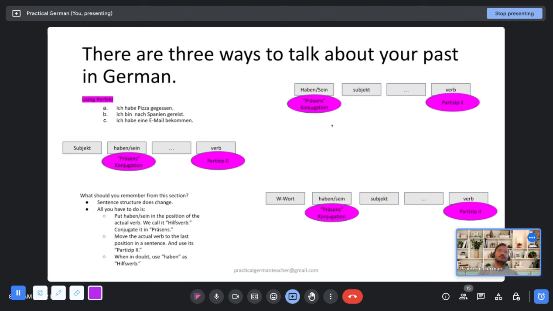W word, if you look at it, if I take the structure for yes or no, and if I put a W word, it's the same thing, right? You check, W word, haben, sein, subject, dot, dot, dot, and then the verb. Any questions? Please ask. Otherwise, when I ask you to frame a sentence in past tense using Partizip II, please follow this structure. Otherwise, you will unnecessarily increase my blood pressure, which is not good.